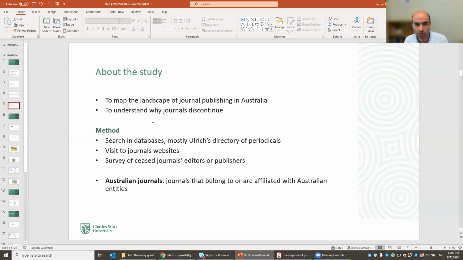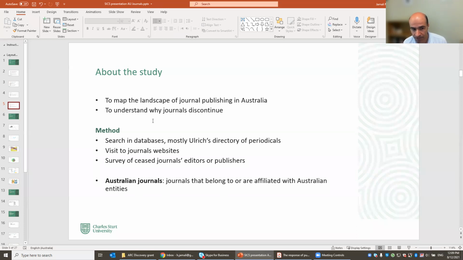the first question for me was to map the landscape of journal publishing in Australia, basically understand how many journals we have and who is publishing them and what's the nature of publication and so on. But when I did that, I realized that through the course of the study, we found out that there were many journals that they're supposed to be active journals, but they ceased publication in the last decade or so. And then we did a second study, which was a study of Australian journals that discontinue. So we looked at their characteristics, but also we did a quick survey of the editors of those journals that ceased publications.